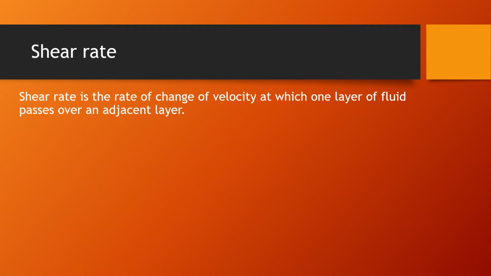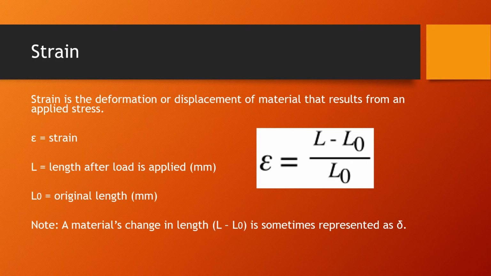What is shear rate? Shear rate is the rate of change of velocity at which one layer of the fluid is passing over an adjacent layer. So consider a flow of liquid. Suppose there is a flow of water through a pipe. How can we imagine the flow of the fluid? Different layers are present on top of each other, and the rate of change of velocity at which one layer of fluid passes over the adjacent layer of the fluid is the shear rate.